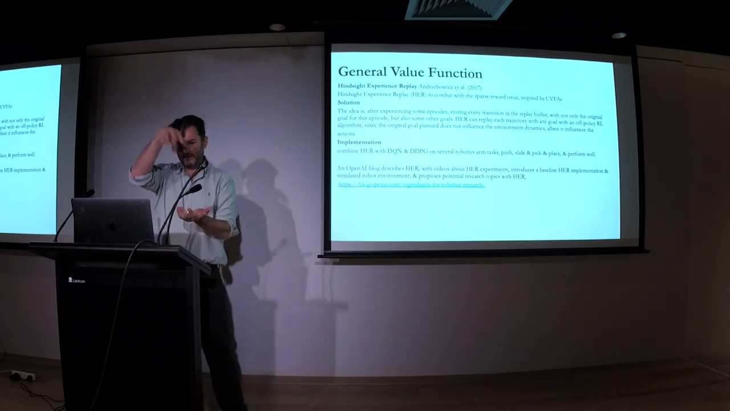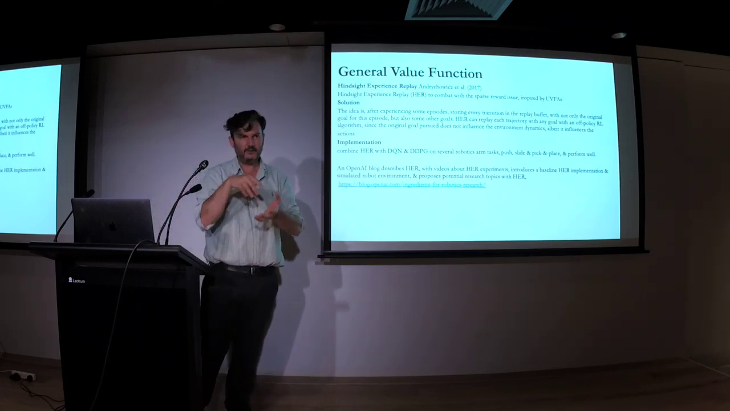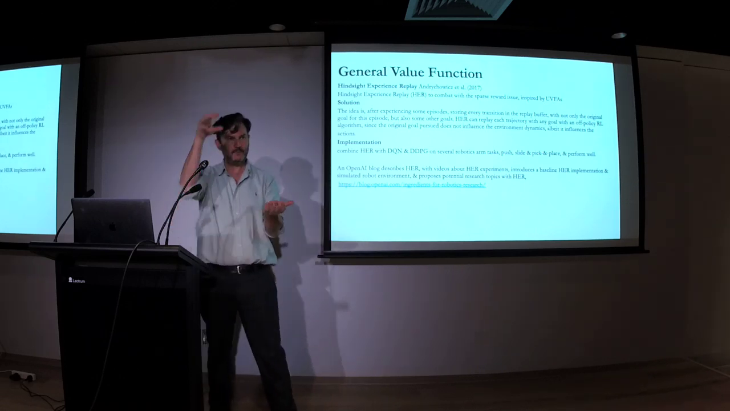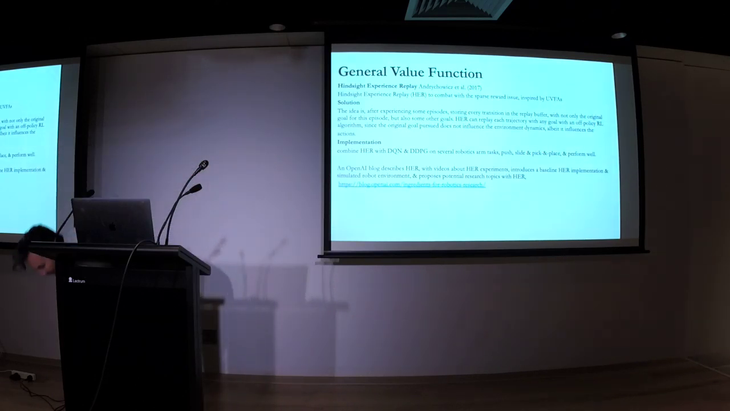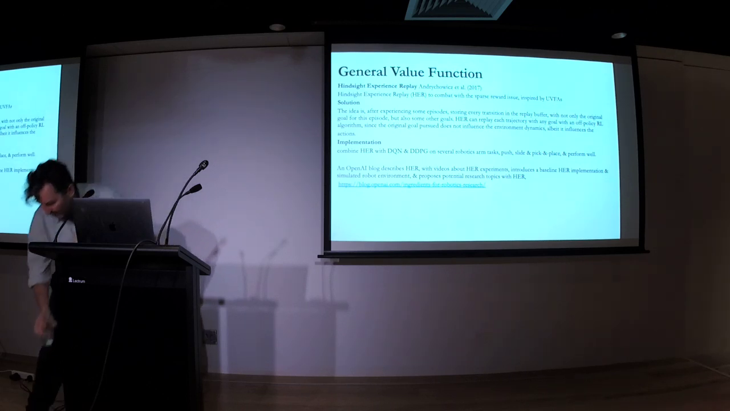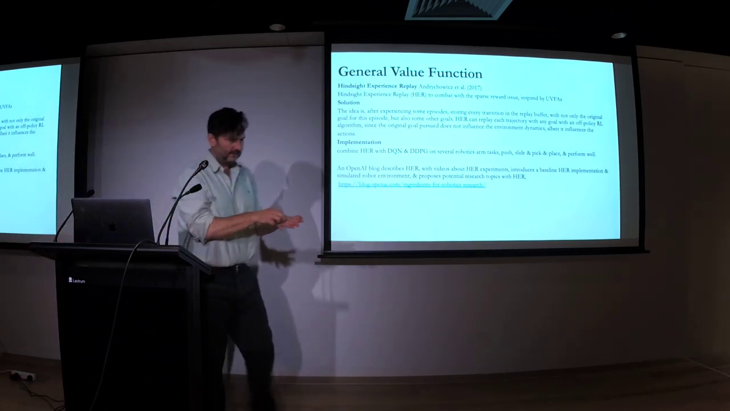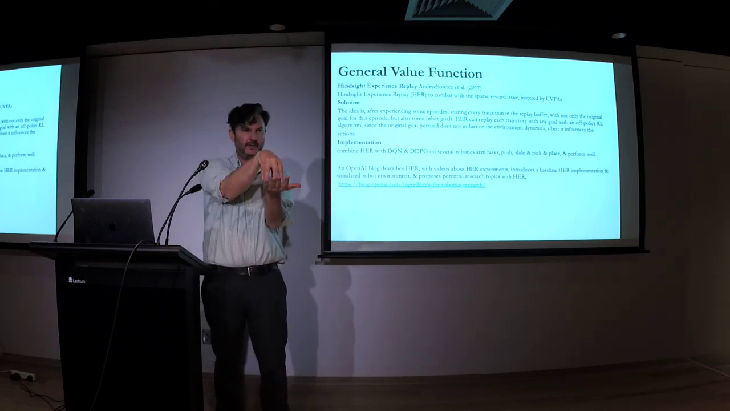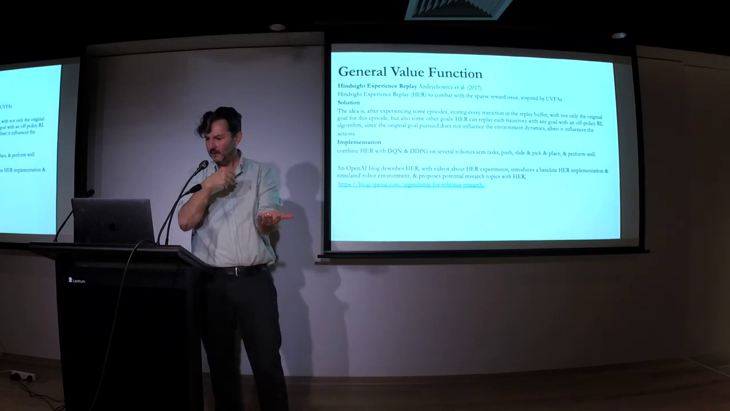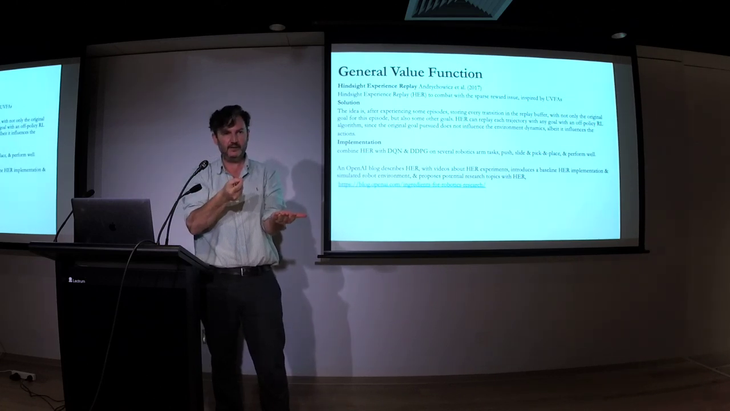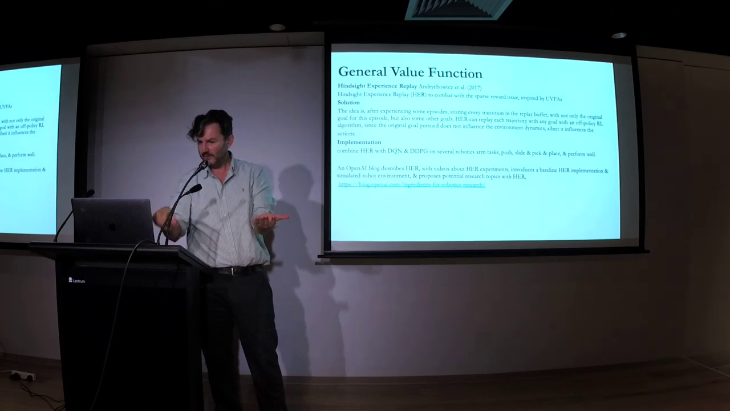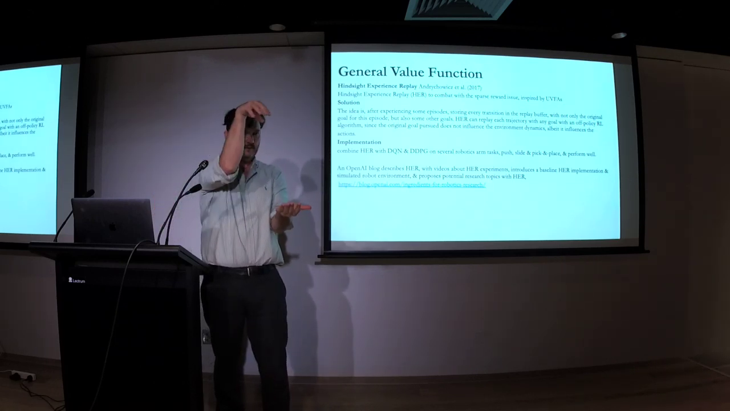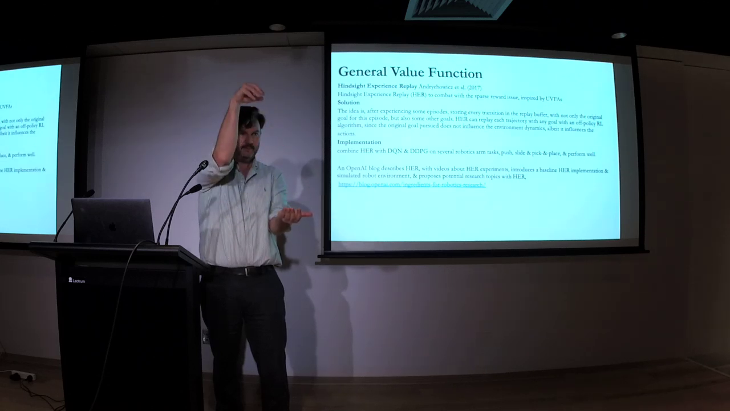I don't have a slide, so I'll just try and act it out the best I can. Okay, so you've got a robotic arm, and I'm trying to pick something up. So I've got a robotic arm and it's just trying to pick something up. Okay, so previously with DDPG, that's what the robotic arm is doing. Now with DQN, so with Hindsight Experience Replay, that's what it's doing.